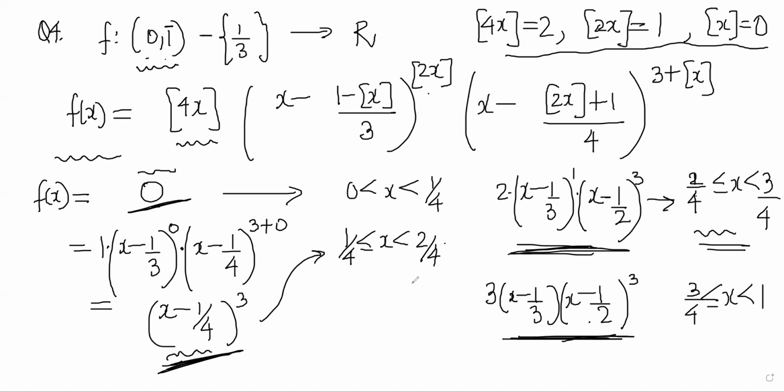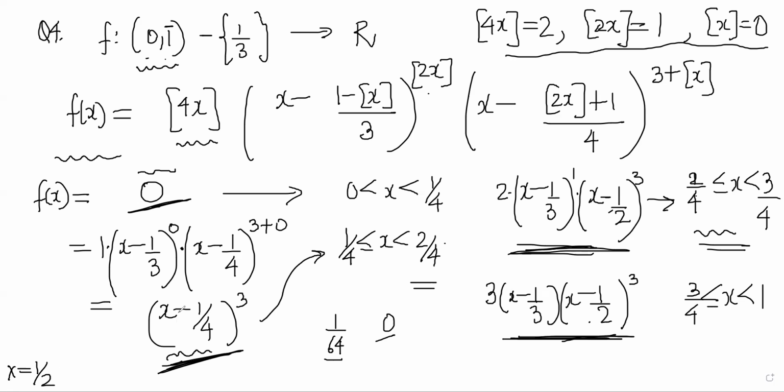Now let's check continuity at 2/4. From the left hand side, when you put 2/4, you have to put it in this function. It will become (1/4)^3, so 1/64. And from the right hand side, when you put 2/4, you will have to put it here, because 1/2 minus 1/3 is 1/6. And this part is 0 because you put 2/4, you'll get 0 here, right? So the left hand limit and right hand limit are not matching. So 2/4 or x equal to 1/2 is a point of discontinuity.